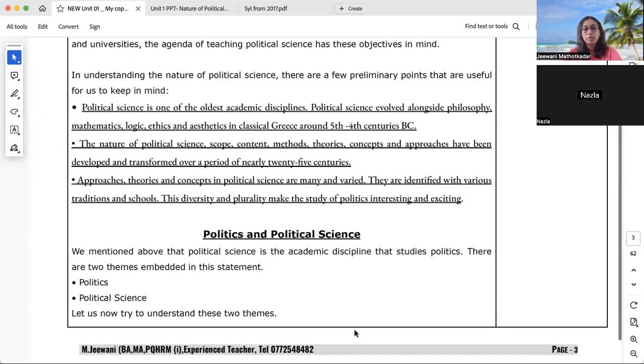Now we are going to learn the difference between politics and political science. We mentioned that political science is the academic discipline that studies politics. Political science is the academic area of studying politics. Politics is studied through political science. So if you say political science is the academic discipline that studies politics, it includes two main themes. One theme is politics, the other theme is political science. Let us understand these two themes.